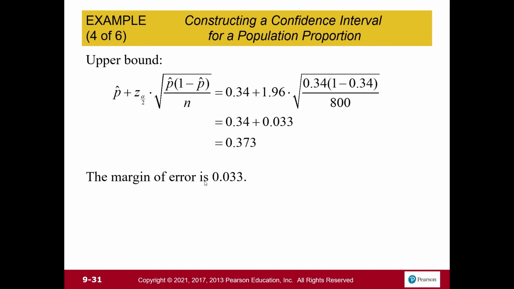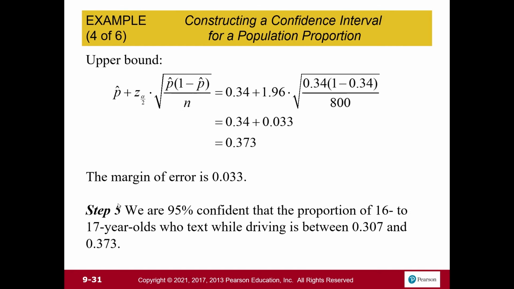The margin of error is 0.033, and we can now say that we are 95% confident that the proportion who texts while driving is between 0.307 and 0.373.